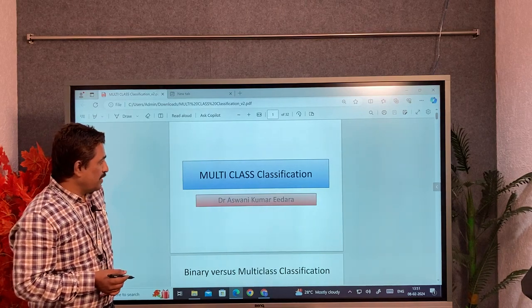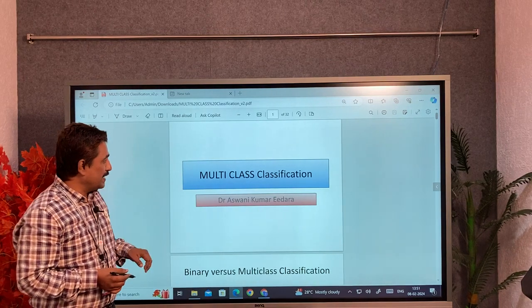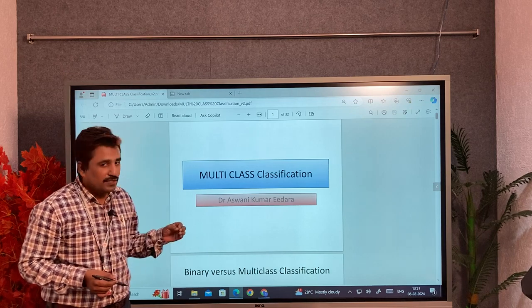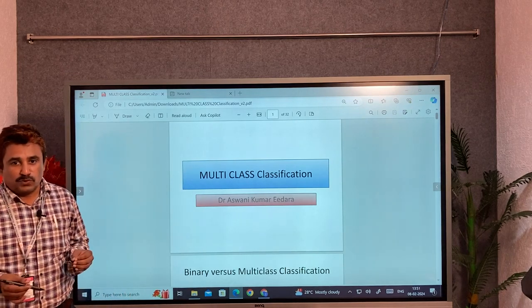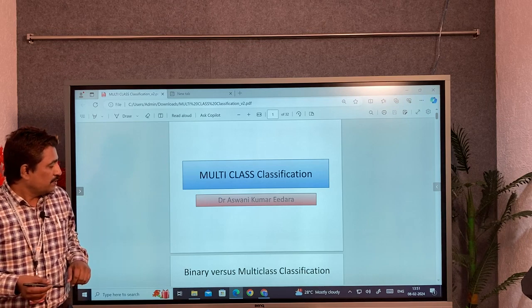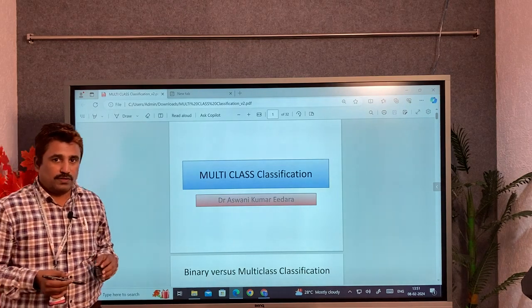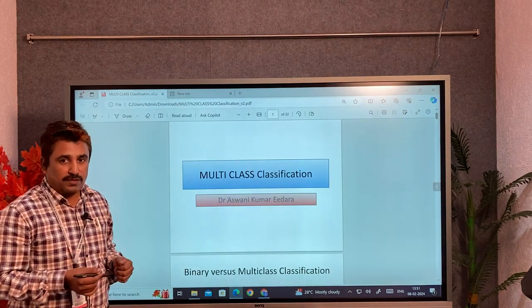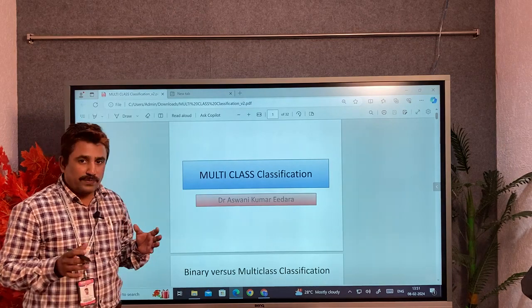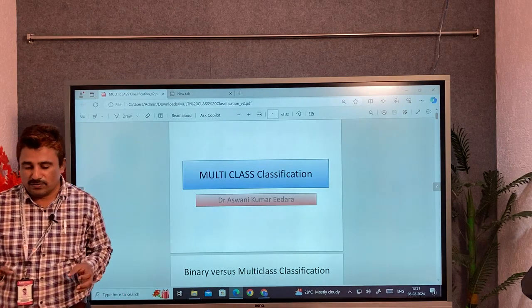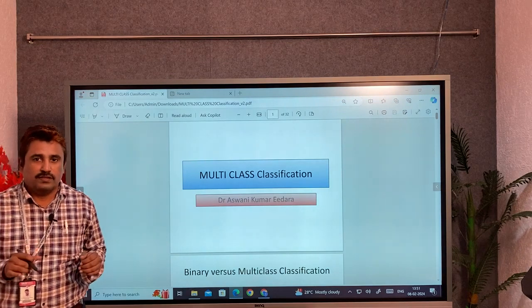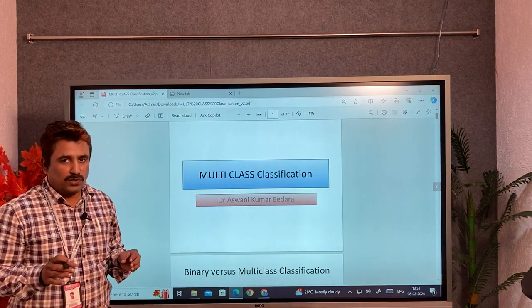So today we'll be discussing the topic multi-class classification in the course of machine learning. So we have seen the binary classification. In binary classification we have only two classes.